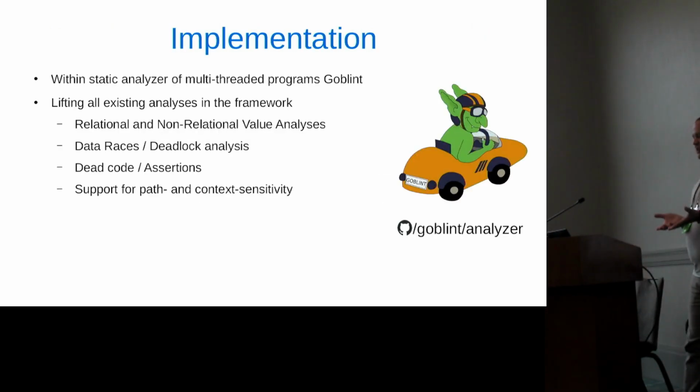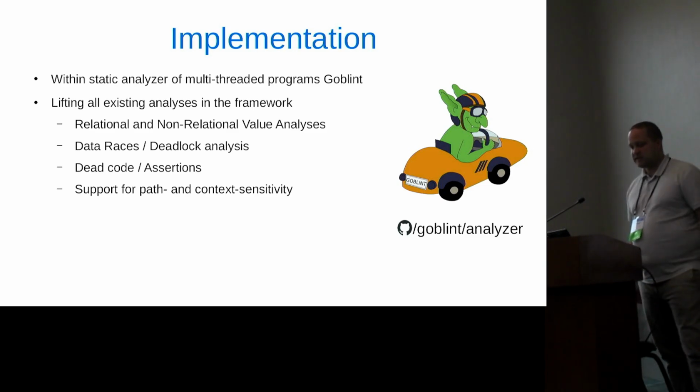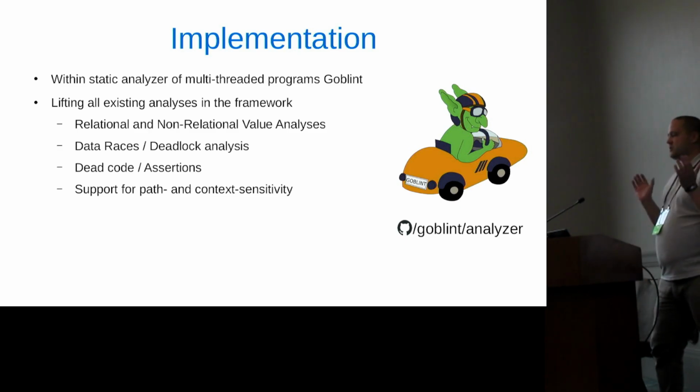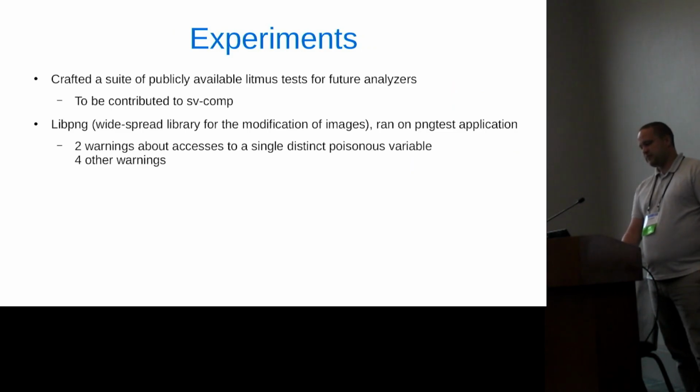We have also actually implemented these analyses within the static analyzer of multi-threaded programs that's called Goblin. And there, as I've said, we have lifted all the existing analysis in the framework. So we have relational and non-relational value analysis. We have analyses for concurrency bugs. We can detect dead code. We support path and context sensitivity. And by lifting these to support setjmp, longjmp, now all of these analyses soundly account for setjmp, longjmp.